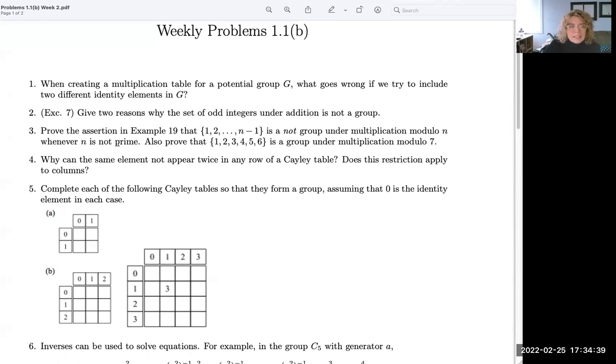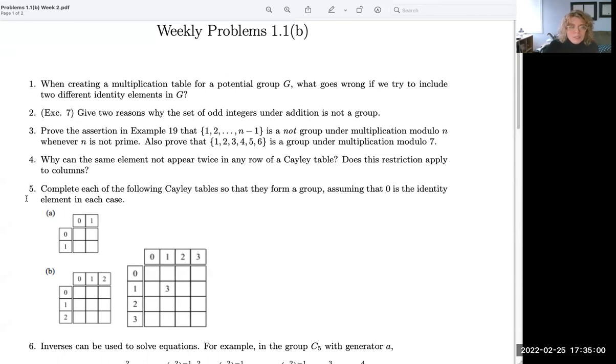Question number 4: why can the same element not appear twice in any row of a Cayley table? Does this restriction apply to columns? Again, write this out similar to 1. Write a multiplication table where the same element appears twice in a row and show what goes wrong.